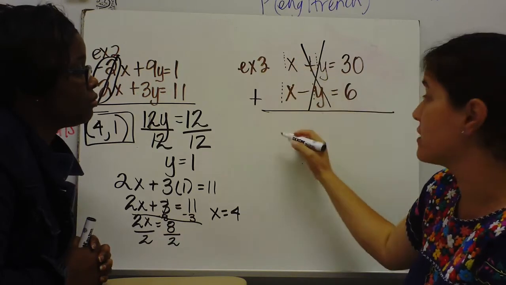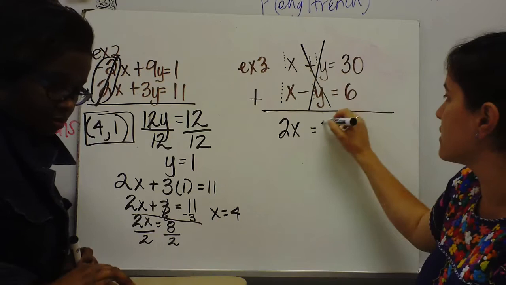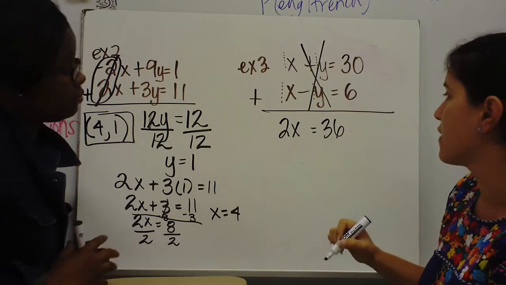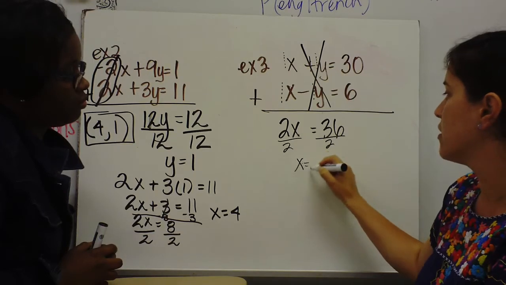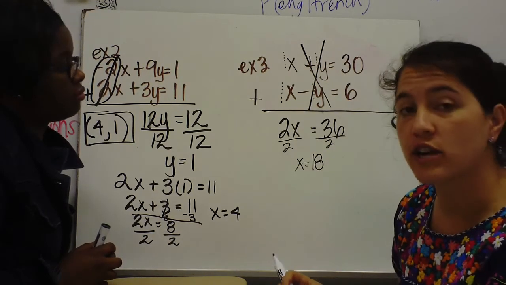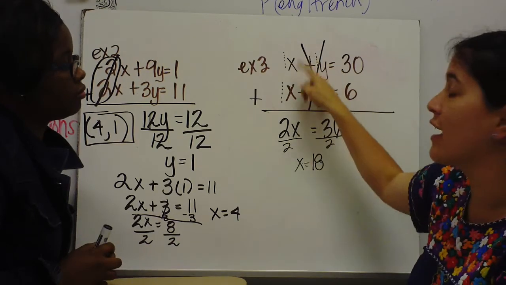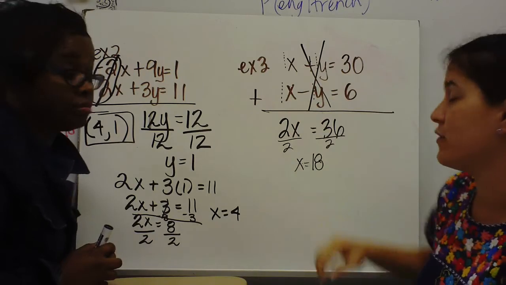1x plus 1x is 2x's. 30 plus 6 is 36. I have to divide both sides by 2. And x equals 18. Now don't get tricked because you want to try to eliminate the x's, because remember you have to have a positive and a negative.